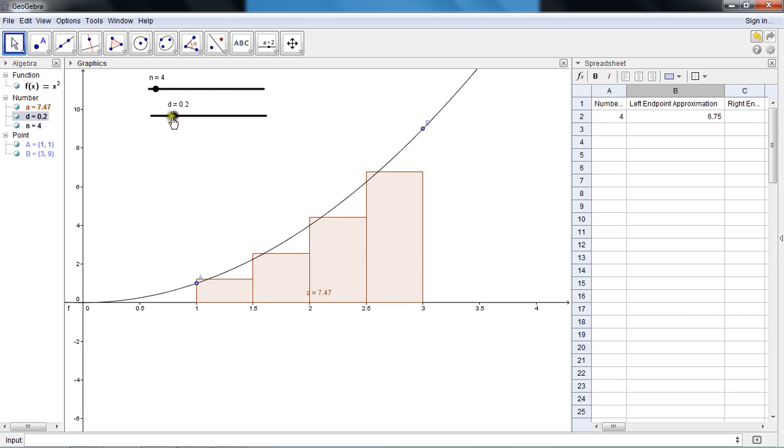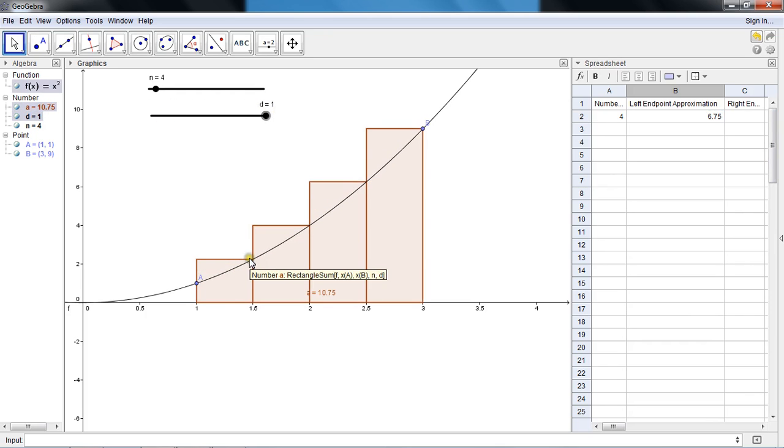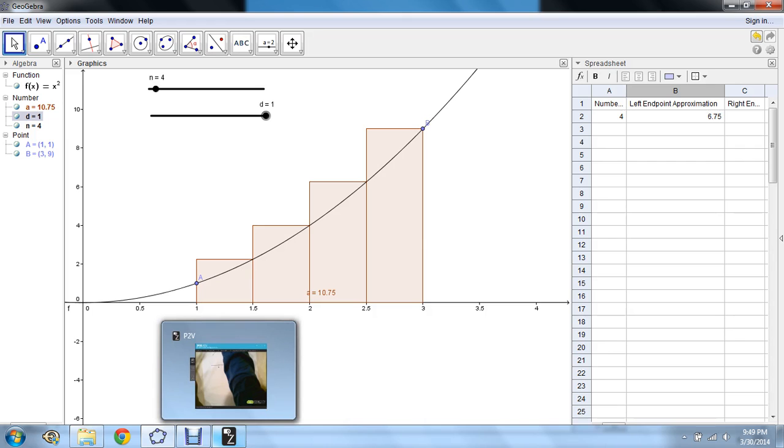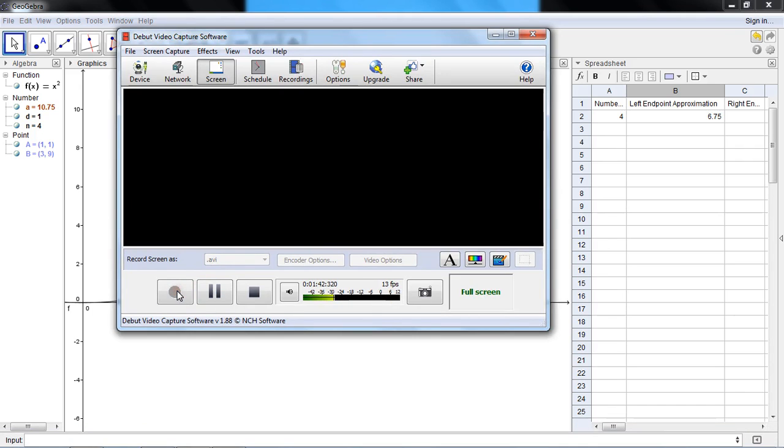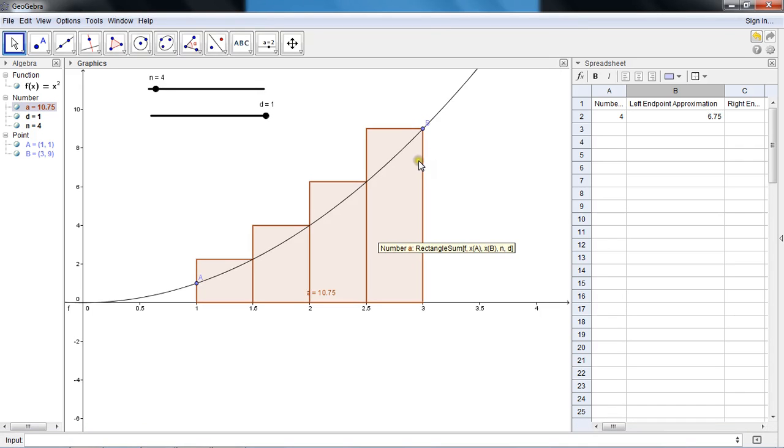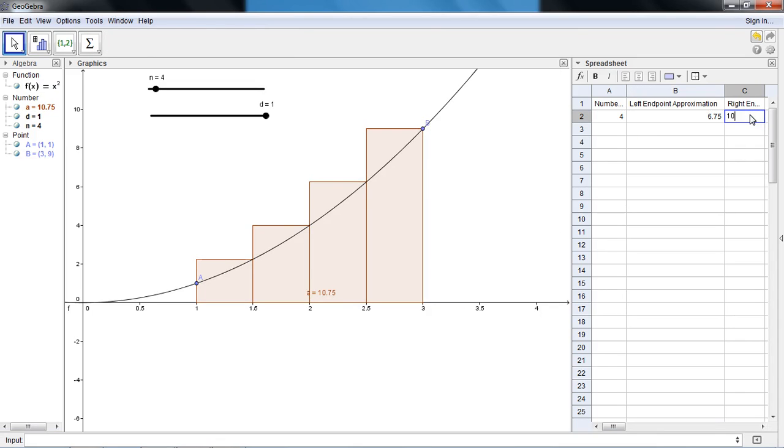The right endpoint approximation you can find by going here and moving my d value to 1, and notice that my rectangles, it looks like they're growing, and they're growing because the height of the rectangle is given by the right endpoint. So the right endpoint approximation gives us a value of 10.75, which is also what we found before.